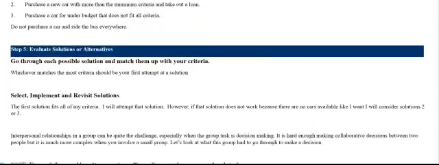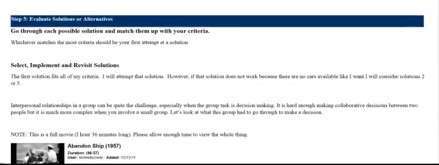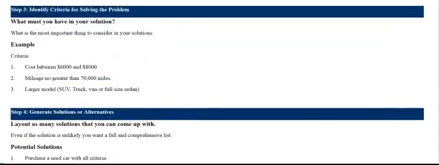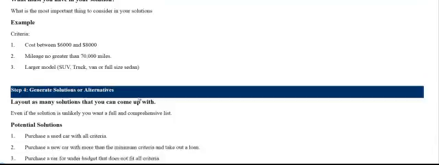And then step 5, which is kind of our final step, is to evaluate solutions or alternatives. So you go through each possible solution and match them up with your criteria. Whichever matches the most criteria should really be your first attempt at a solution. If you are absolutely at a must with certain parts of your criteria, they really need to fit all of them. And those 3 were things that I felt if I were to be doing this myself, I would absolutely have to fit into these criteria.